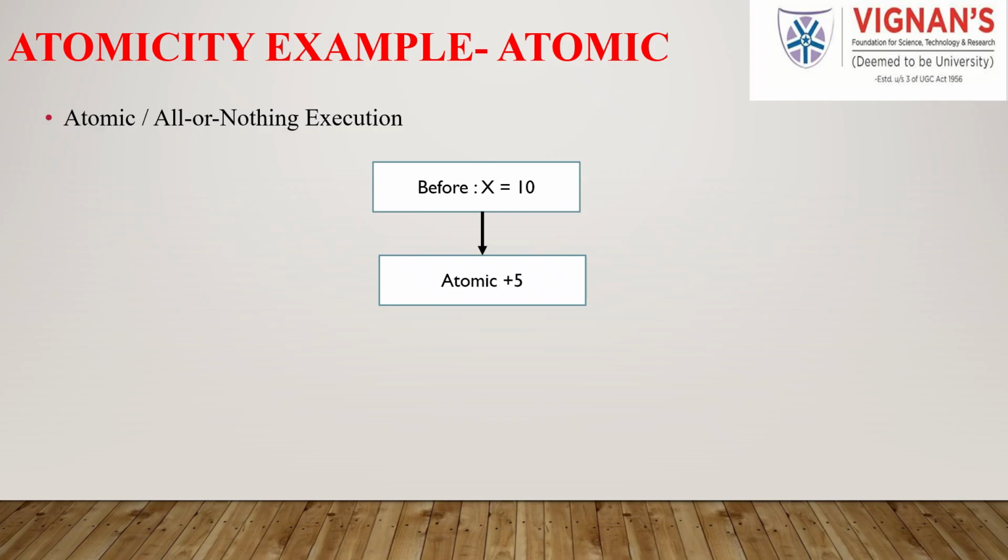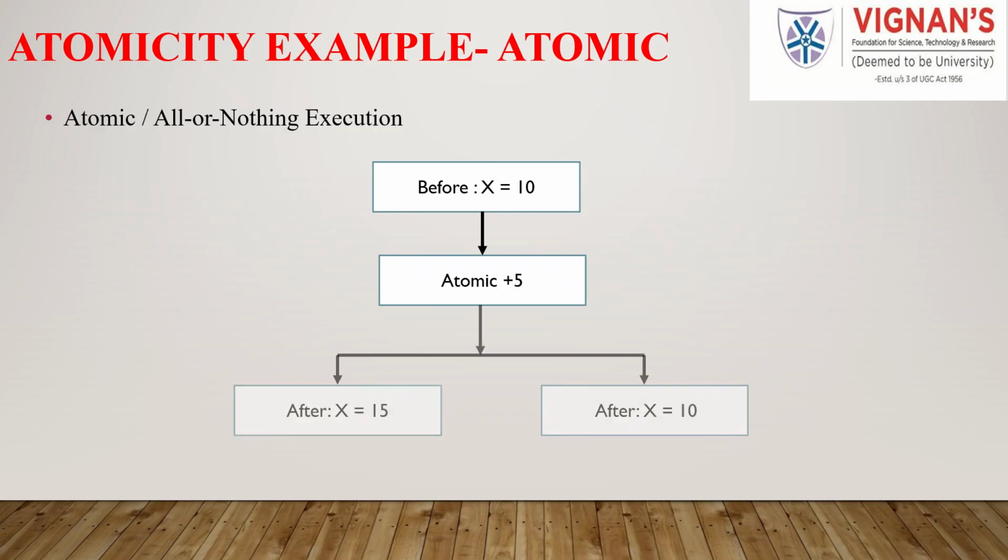After that, the execution splits into two possible outcomes. On the left branch, the after, x equals 15. This represents successful execution of the atomic operation. The addition is fully completed, and the updated value is written back to memory. The system moves directly from x equals 10 to x equals 15 without exposing any intermediate state.